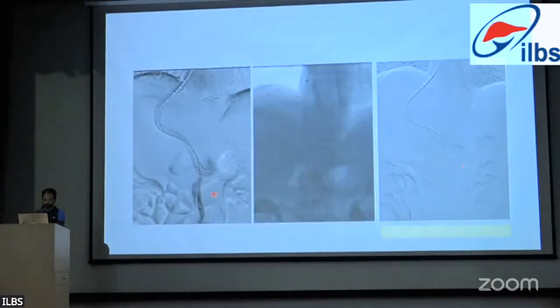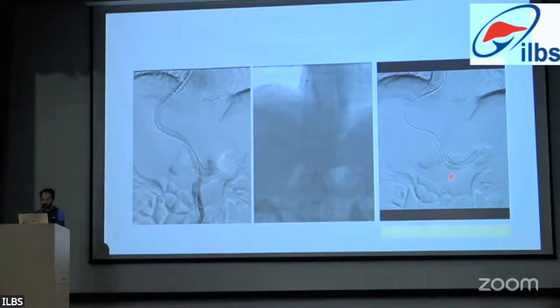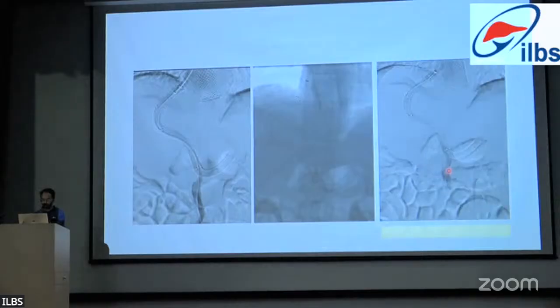Following which we took a run and checked the flow of contrast again, the flow of blood, and we can see that there is nice flow of contrast through the stent after placement.